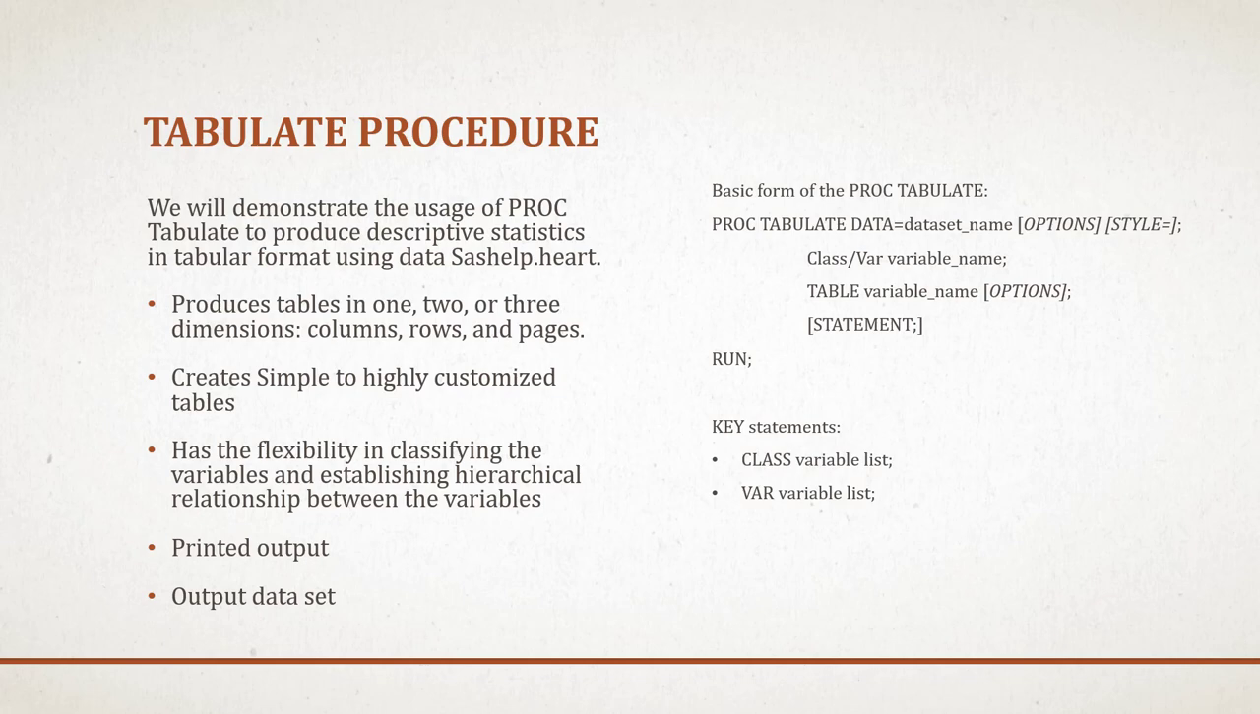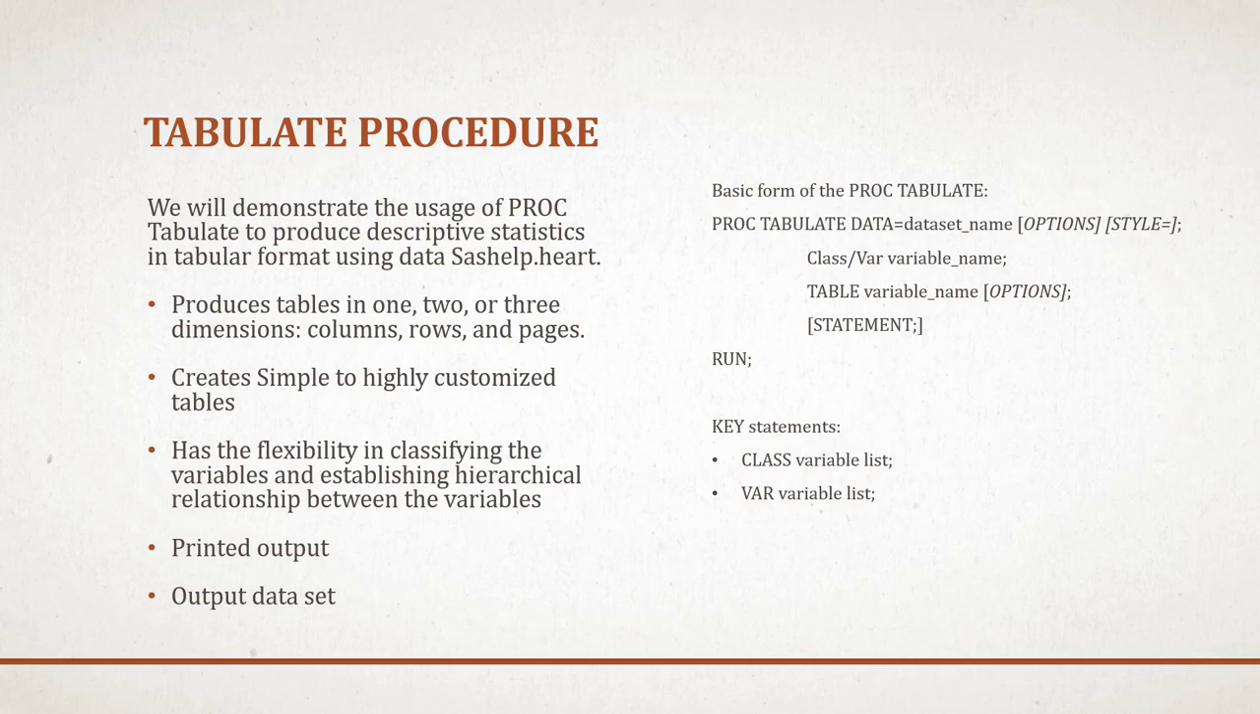Similar to the procedures we learned in the last lecture, it can generate printed output and output data sets. The basic form of the procedure is proc tabulate data equals dataset name, table variable name, class/var, run. At least one table statement is required in the procedure step. The table statement is used to define the table, including variables to use and the layout of the table. In addition, depending on the variables that appear in the table statement, a class statement or a var statement is required. Sometimes both class and var are required.